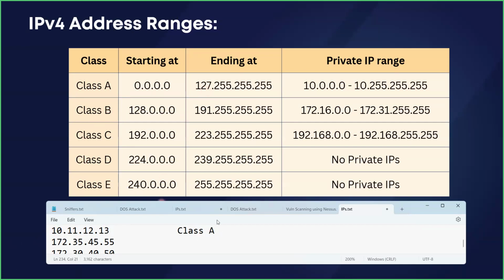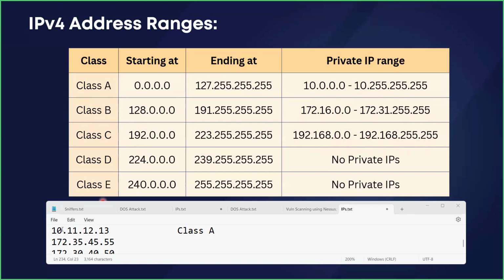But now, to figure out if this is public or private, we have to look at this range here. For it to be a private IP in class A, the first octet should be 10, and the remaining octets can be anything from 0 to 255. For an IP to be a private IP in class B, the first octet should be 172, the second octet should be between 16 and 31, and the remaining two octets can be anything from 0 to 255. And for class C, similarly, the first octet should be 192, the second octet should be 168, and the third and fourth can be anything from 0 to 255.